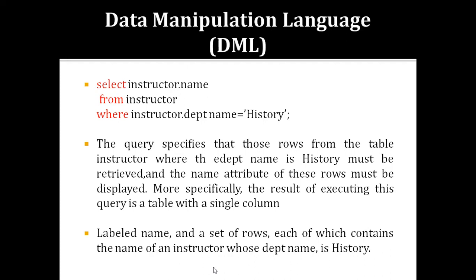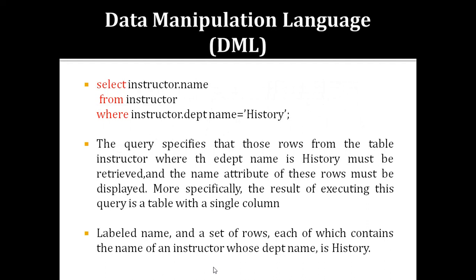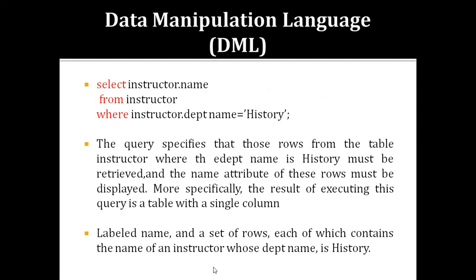You see here, what we want is the names of all instructors who are present in the history department. For that, the SQL is: select instructor name from instructor. The instructor table consists of instructor details: name, age, address, work details, salary, subject, whatever it may be. What we want is the instructor name.